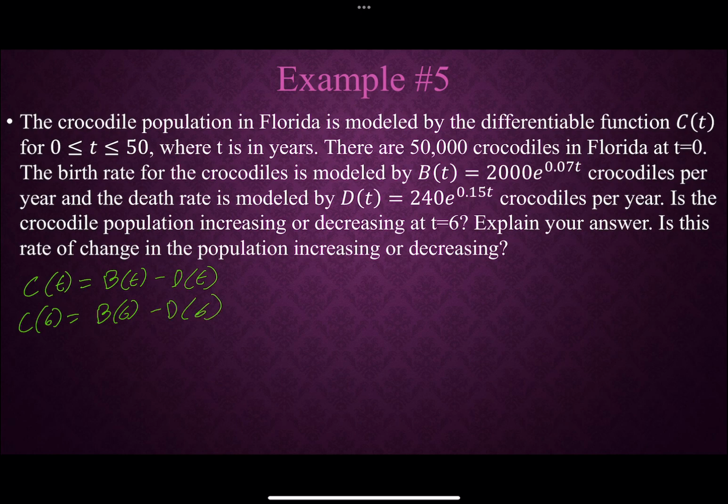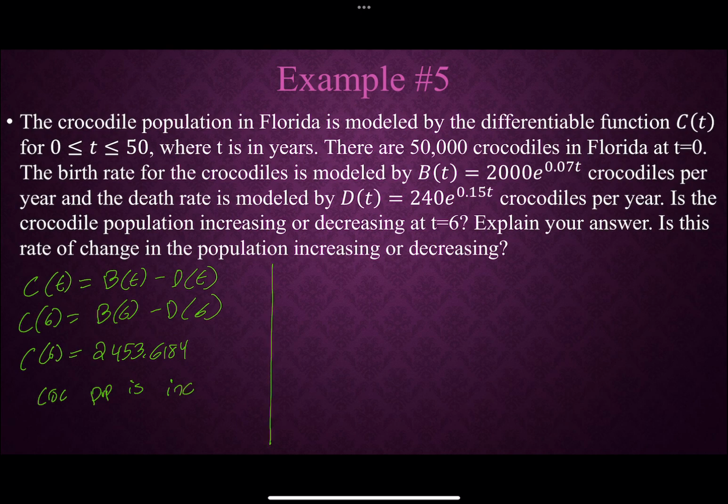So however you best want to type that into your calculator, doing it all at once or however you want to do it, you're going to type in the 2,000 e to the 0.07 times 6. That's the exponent, and then 240 e to the 0.15 times 6, and you're going to get a value of 2,453.6184, which means the crocodile population is increasing. So our croc population is increasing.